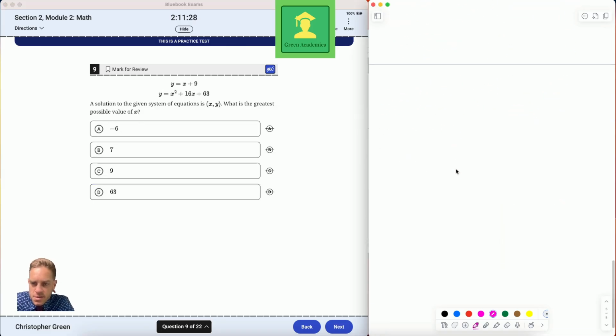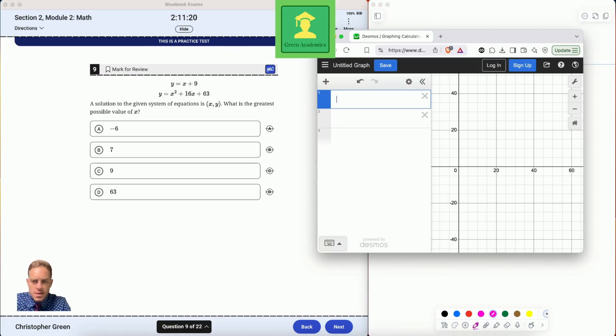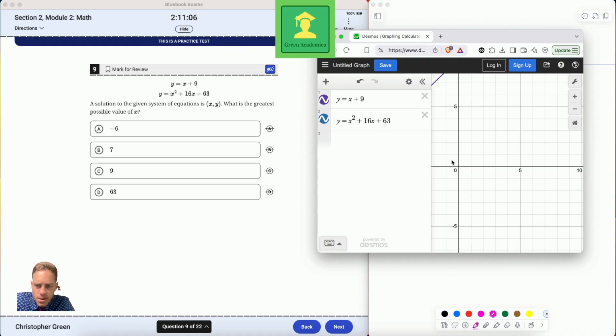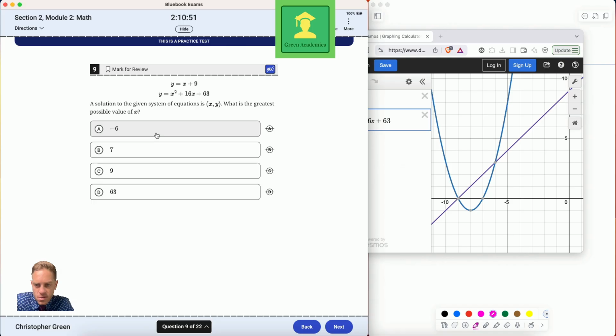A solution to the given system of equations is x, y. What is the greatest possible value of x? A solution to that system. Again, I feel like this is just a Desmos question. You should be able to see the pictures very clearly here. So y equals x plus 9 is the line, and then the quadratic x squared plus 16x plus 63. Now, what is the greatest possible? So the x values that make this true are -9 and -6. And -6 is the greatest. So -6 is the answer.